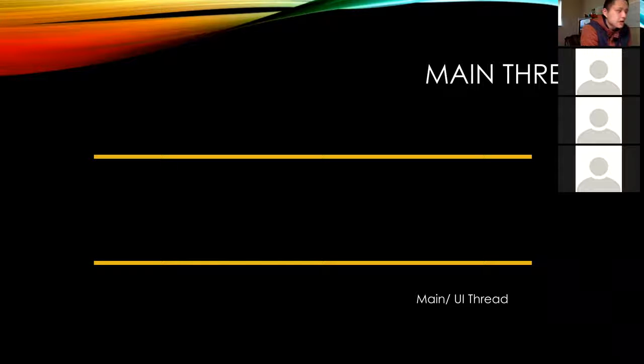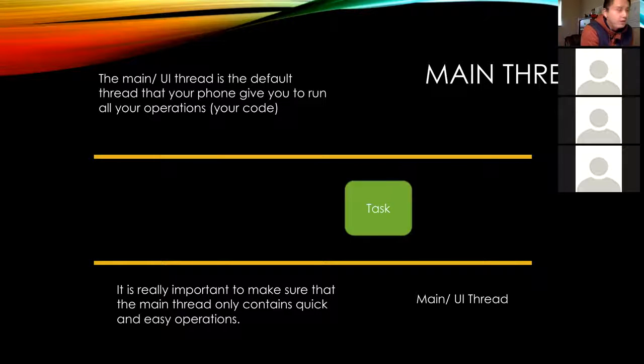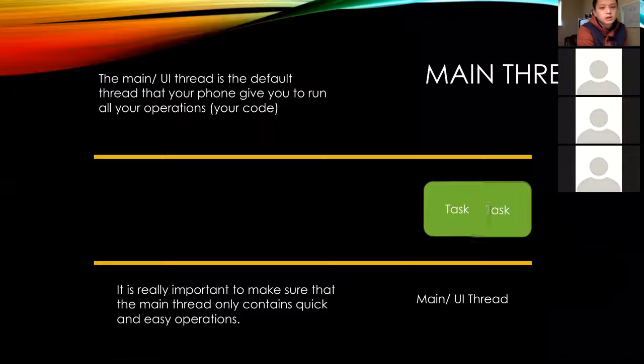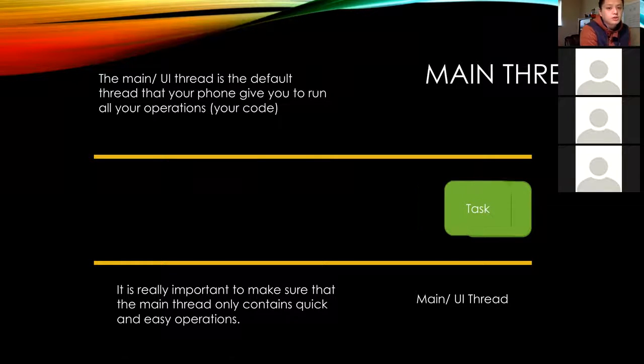So there is a thing on your app that's called the main thread or the UI thread. It's a default thread that your phone provides that runs all your operations, right? So a thread is like a place where execution of blocks of code is happening, and it is very important to understand and to be cautious about that. This thread should always be running as smoothly as possible.